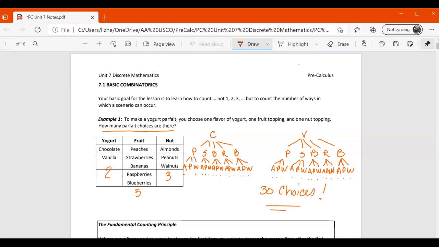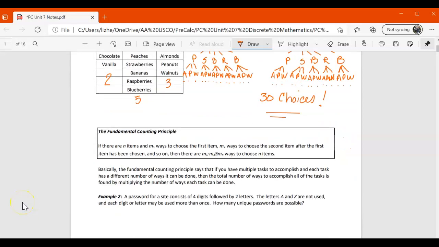But luckily, there's a better way, although the tree diagram will work for you. So you are welcome to use that if you like, but you also need to know the fundamental counting principle. And this says if there are n items and m1 ways to choose the first item, m2 ways to choose the second item after the first item has been chosen, and so on, then there are m1 times m2 times ... up to mn ways to choose n items. So you're just multiplying all those numbers.